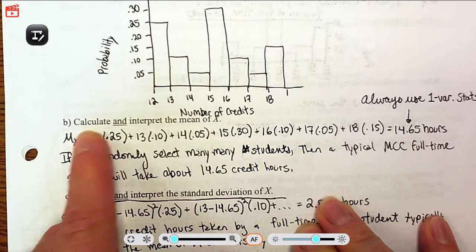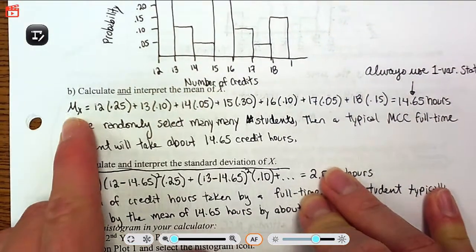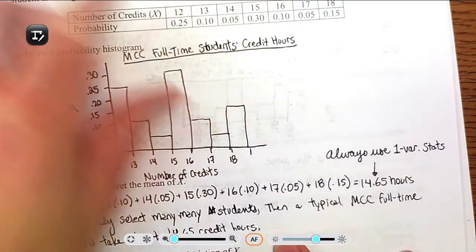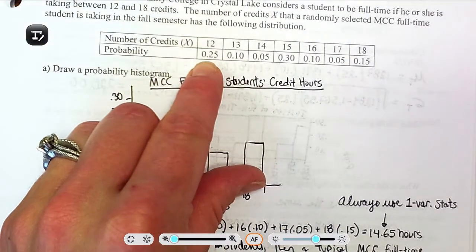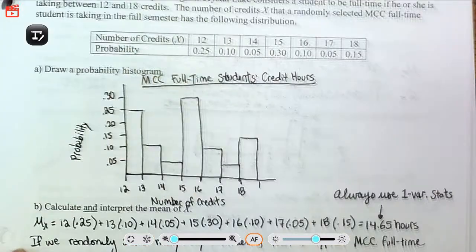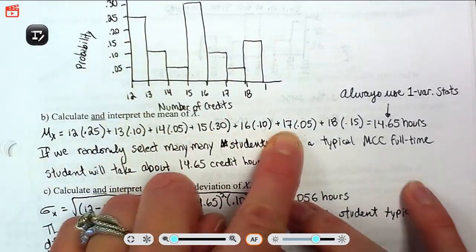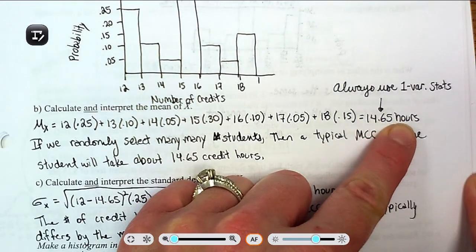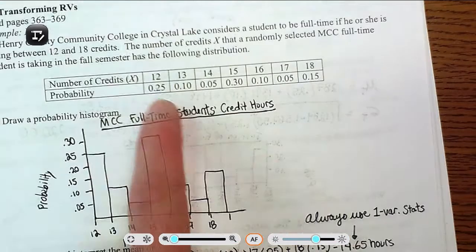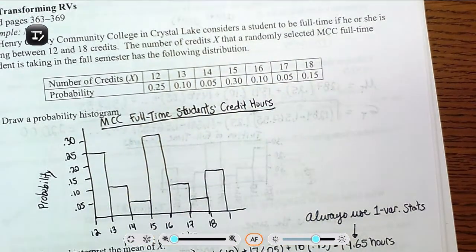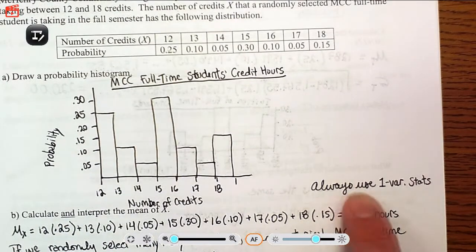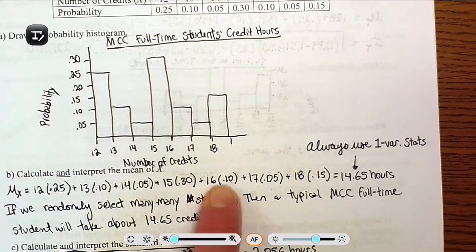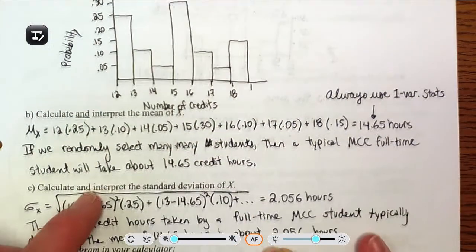Calculate and interpret the mean of X. So mu x is equal to each observation times its probability. So 12 times 0.25, 13 times 0.1, and so on. We write that all out, and then we get 14.65 credit hours as the average number of credit hours weighted by the likelihood of each of the credit hours. Always use one variable stats to get this number. Don't rely on yourself being able to type in all 20 of these buttons correctly.